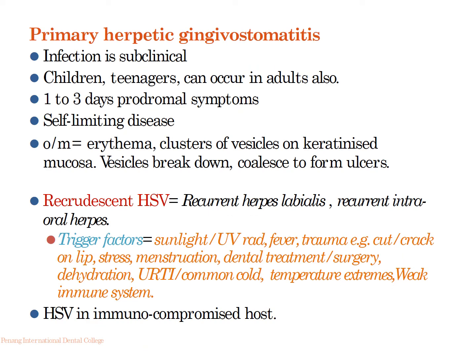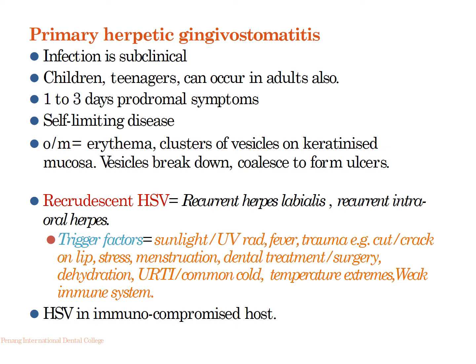Primary herpetic gingivostomatitis is the infection that is generally subclinical. Children and teenagers are affected, and it can also occur in adults. Generally, 1 to 3 days before, the patient will have prodromal symptoms, which are fever-like symptoms that set in before the actual full-blown infection. The disease is generally self-limiting.